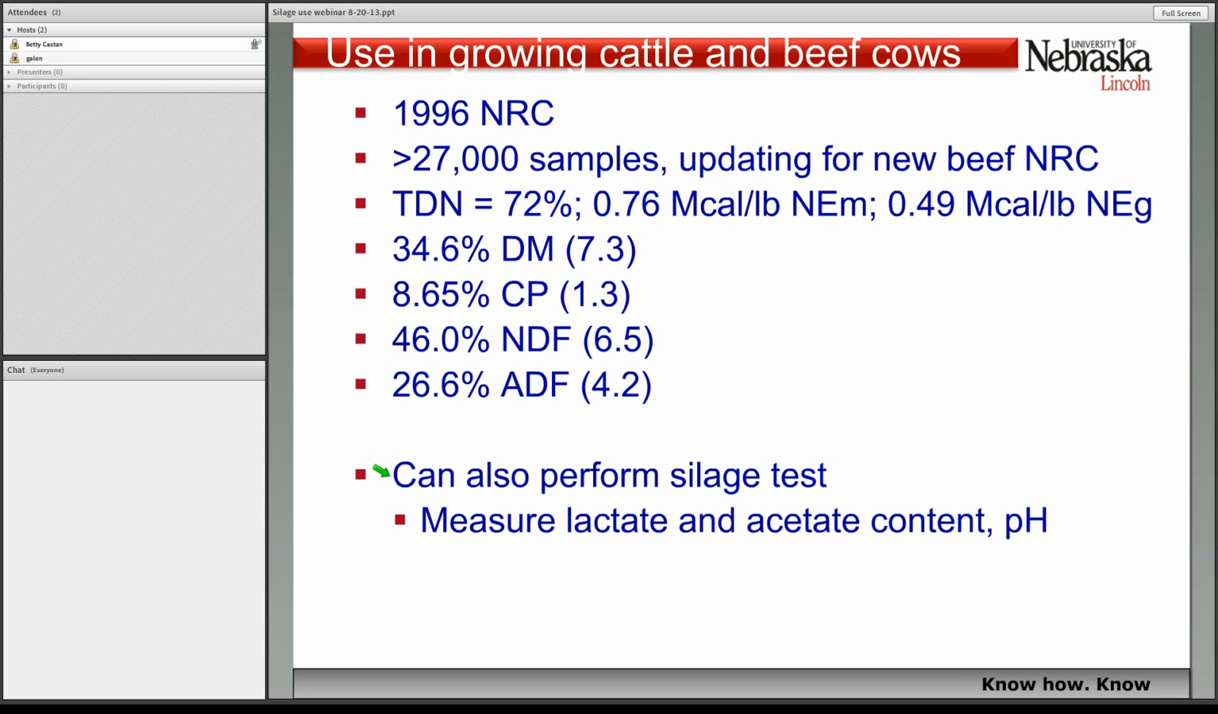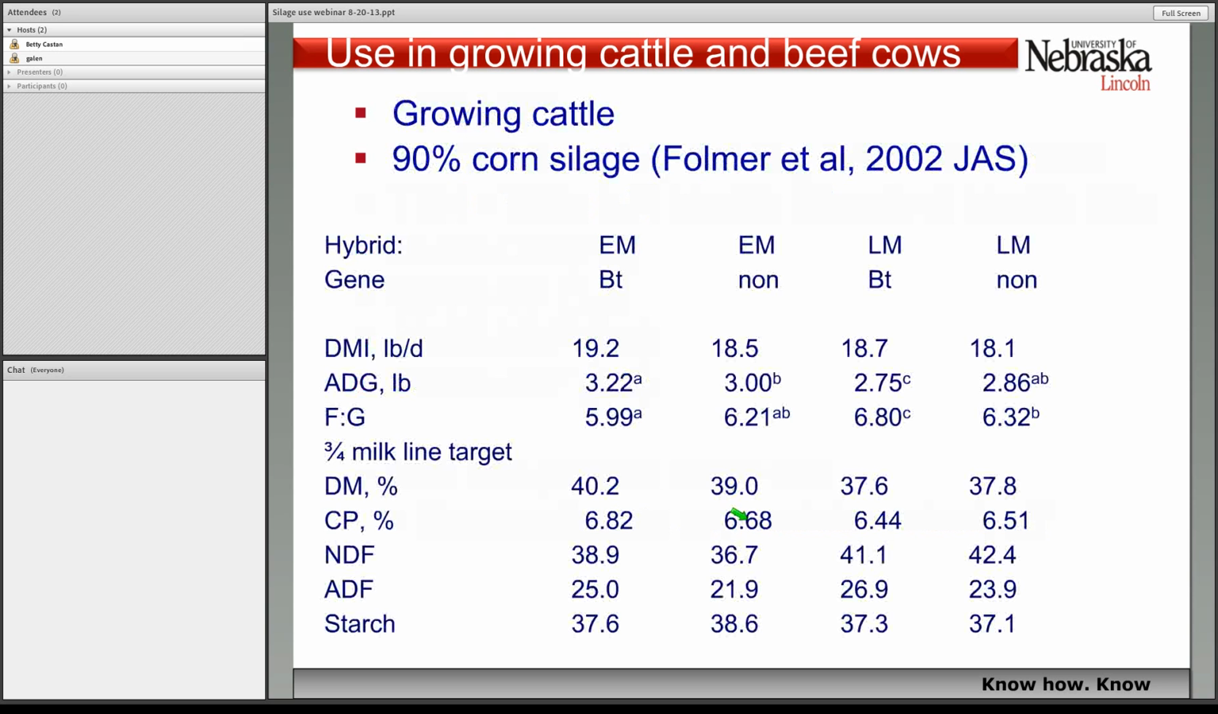You can also perform what I would call a silage test, which will measure pH and some of the organic acids like lactate and some of the volatile fatty acids like acetate, which can tell you that it fermented well. If you're going to perform that silage test, that should be done at least 21 days post-ensiling to make sure it's gone through the fermentation process. 28 days may even be better.